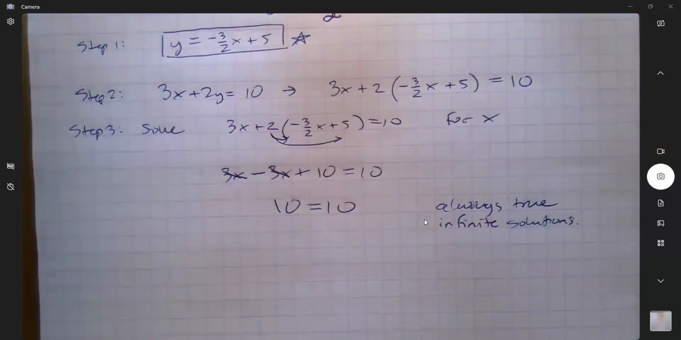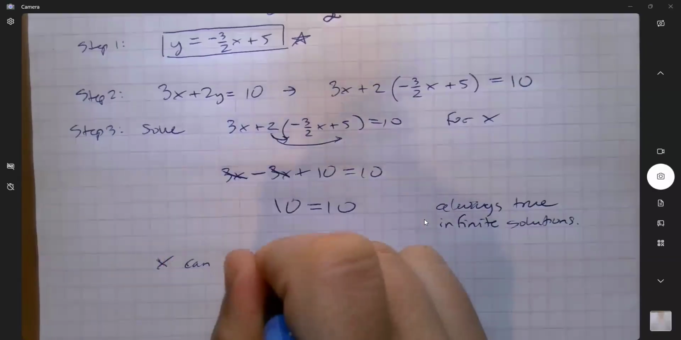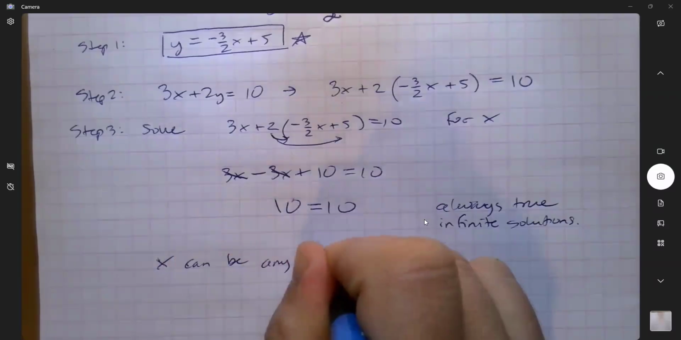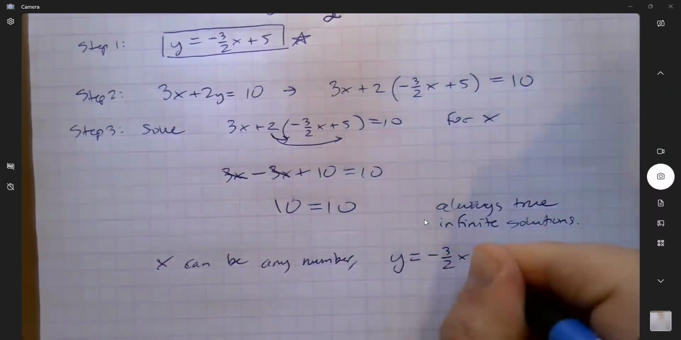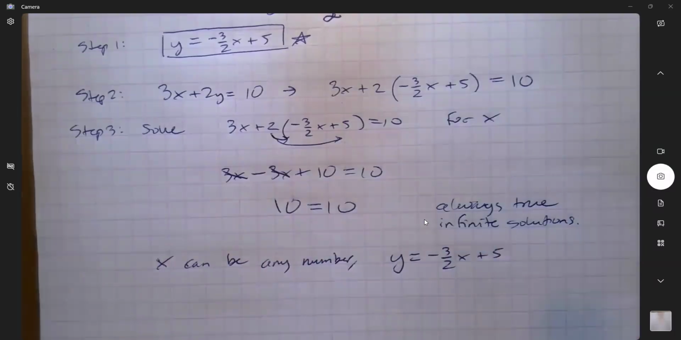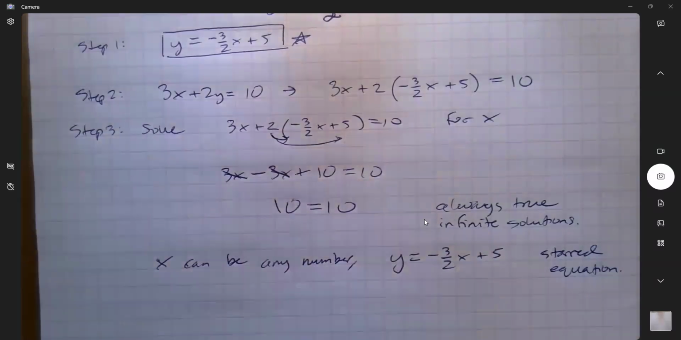And the best I can do is I can say x can be any number, and y equals the starred equation. So when you have infinite solutions, you get to pick any value for your first variable, and then your second variable is the starred equation, which is solved like so.